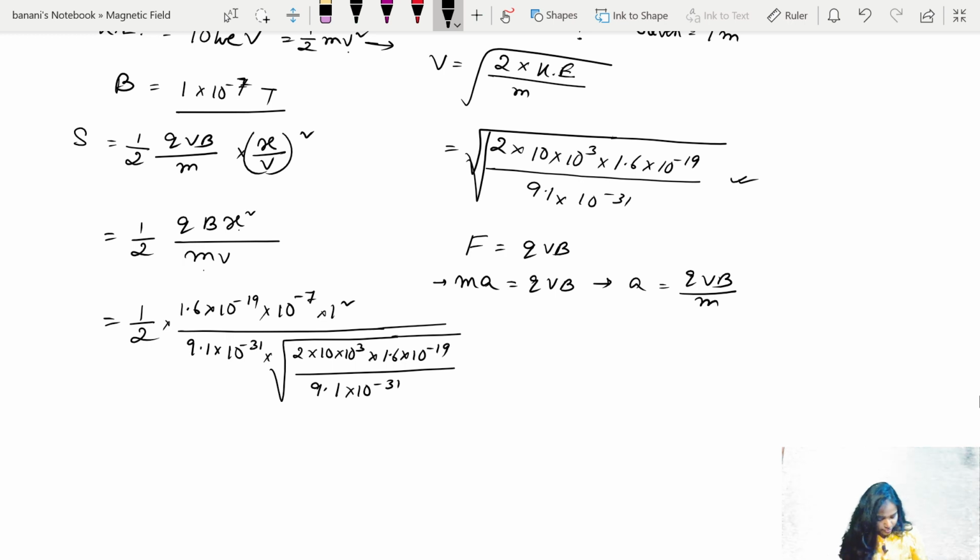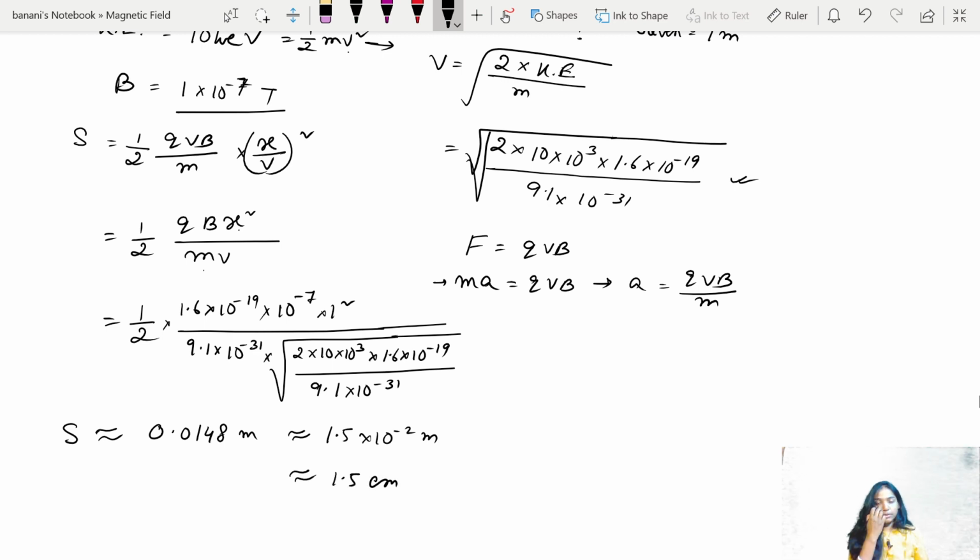You can calculate and get the value. S comes approximately 0.0148, that is in meters in SI unit. So it will become approximately 1.5 into 10 to the power of minus 2 meter, approximately 1.5 centimeter. This is the answer. Thank you.